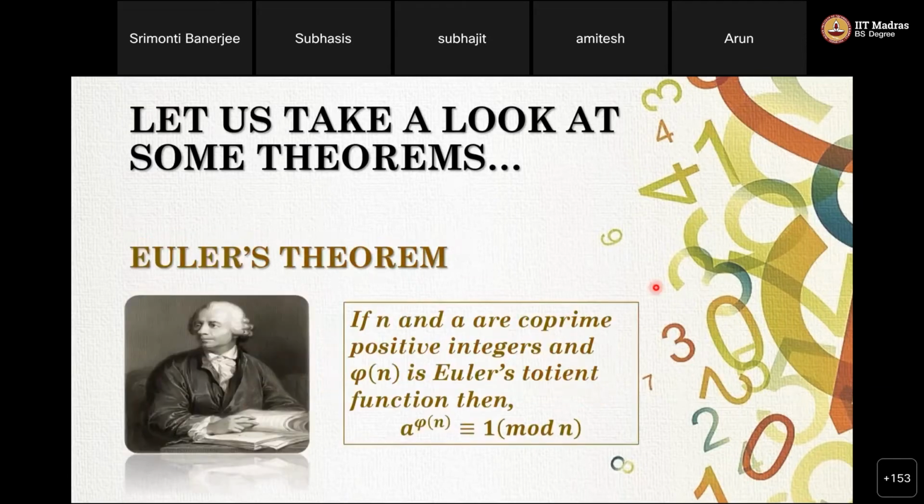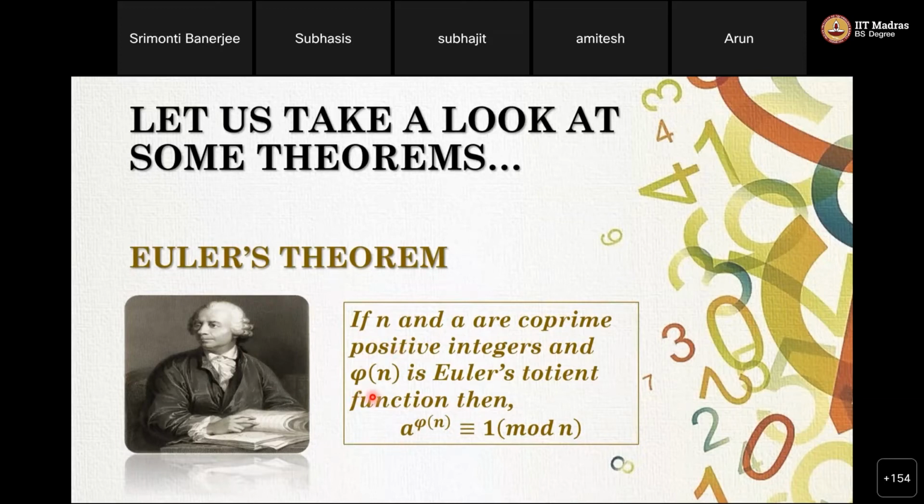And finally, we have Euler's theorem, which says that if n and a are coprime positive integers, and phi of n is Euler's totient function. Let me just briefly say what phi of n is. So for those of you who don't know, phi of n basically gives us the number of numbers which are relatively prime to n.